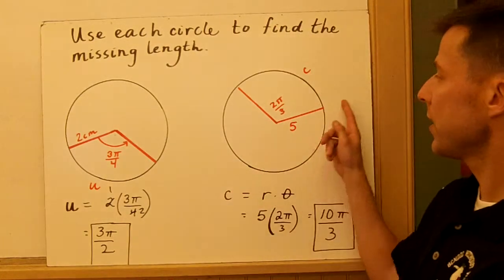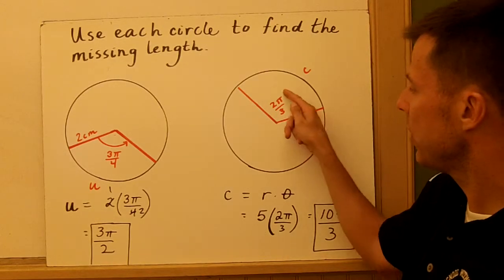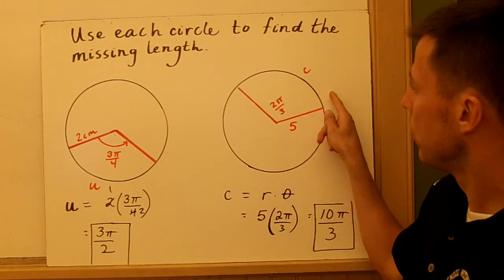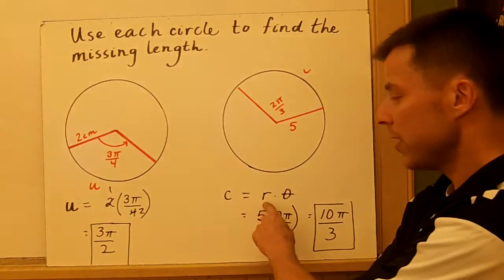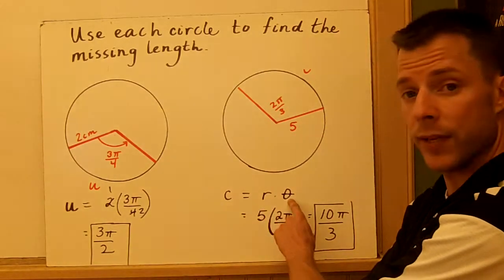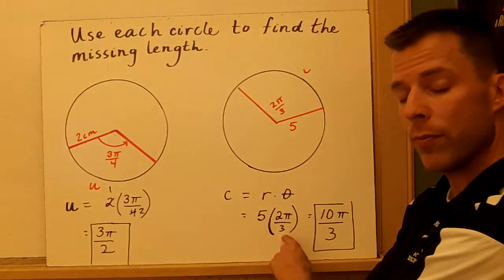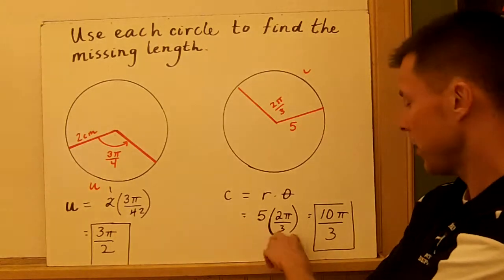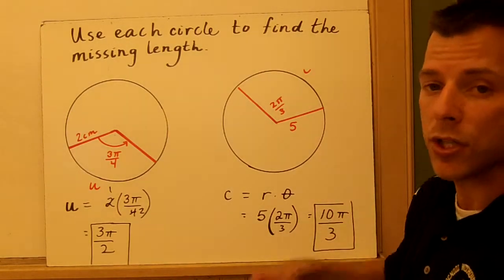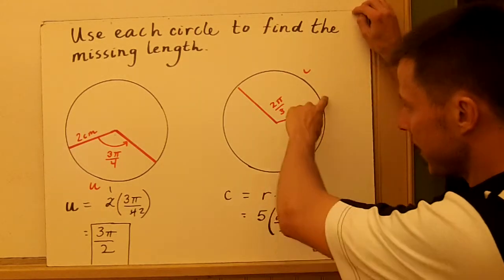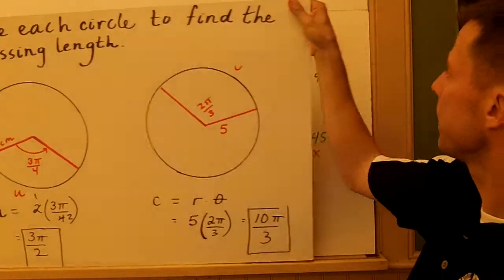Okay? In our second circle, we have a radius of 5 units and an angle measure of 2 pi over 3. We're looking for C here. Remember that the intercepted arc length is equal to R times theta, and that theta has to be in radians. So 5 times 2 pi over 3. So we just substitute and we simplify and we get 10 pi over 3. Can't do anything more, just leave it as that. So that length of that C, that intercepted arc, is 10 pi over 3 units.